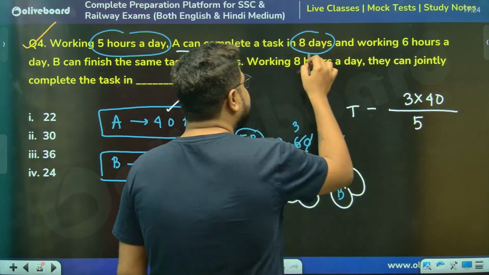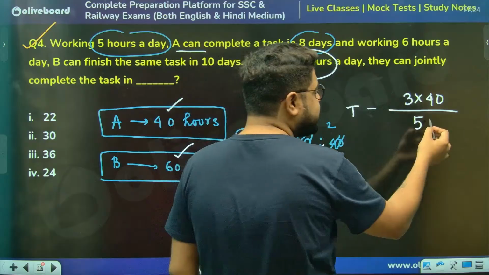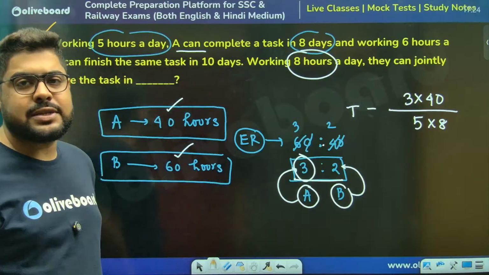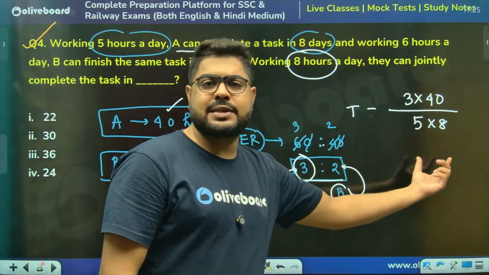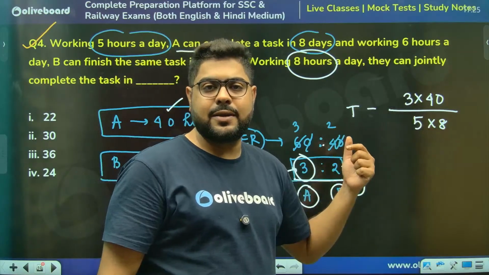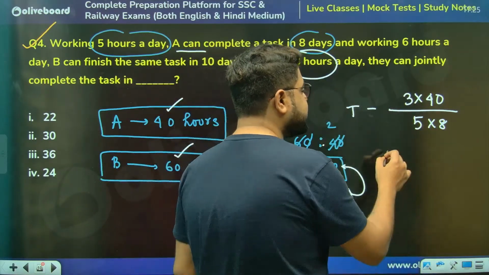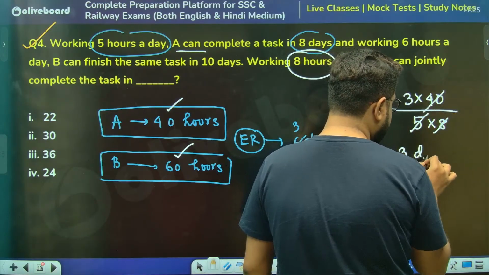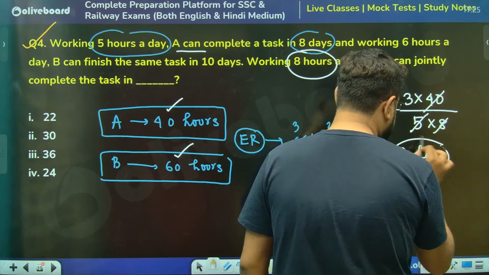Now, every day they are working for 8 hours. How many days? Every day they are doing this many units. This is the efficiency per day. Calculate, and that is the answer, sir. So 3 days. 3 days is your answer.